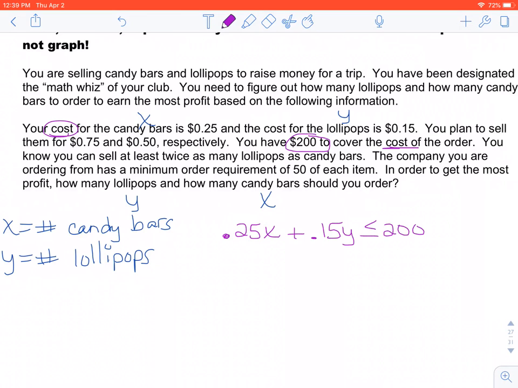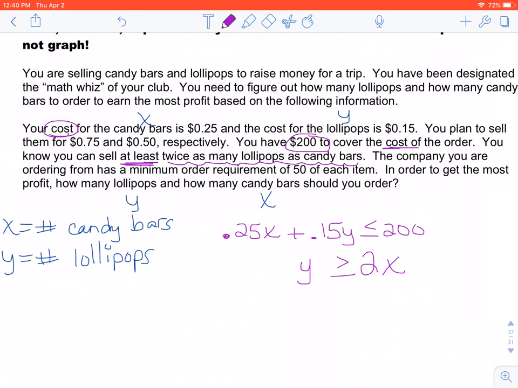The next sentence says, you can sell at least, that's important, twice as many lollipops as candy bars. So at least means greater than or equal to. And then it says twice as many lollipops, which is Y, as candy bars. So that means my lollipops are going to be double the amount of candy bars, because I'm going to sell more lollipops. So the lollipops is Y. I'm selling twice as many lollipops as candy bars. So if I sell X candy bars, 2 times that would be the number of lollipops I sell.